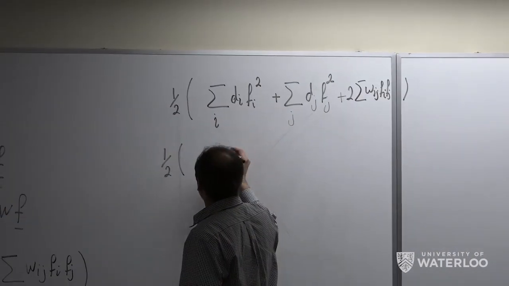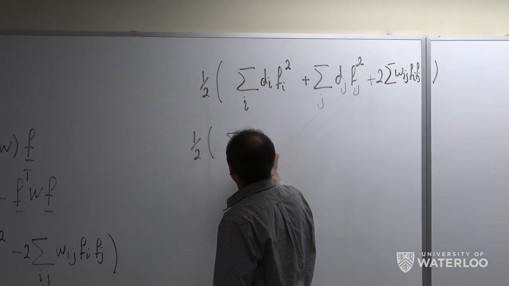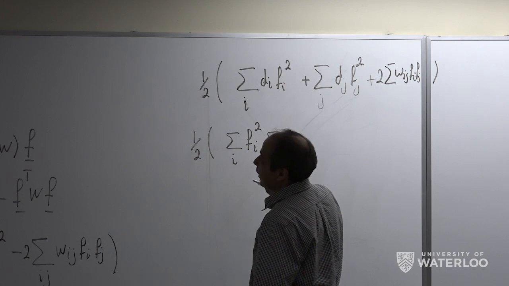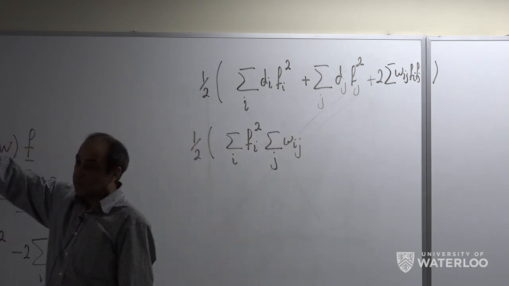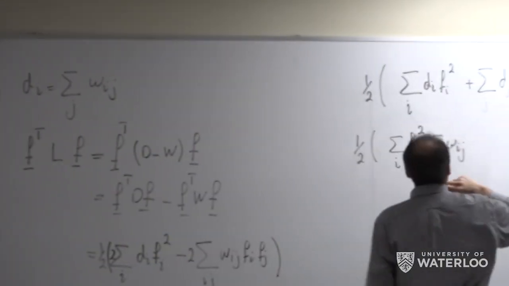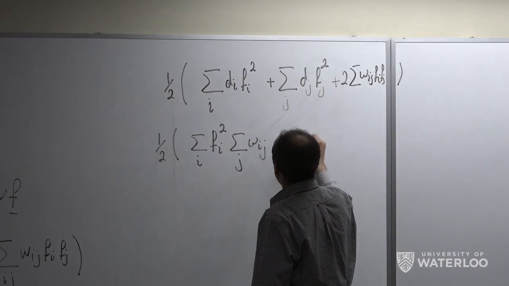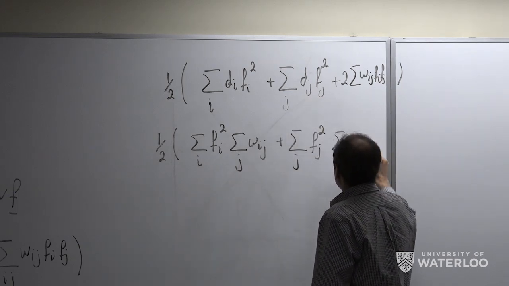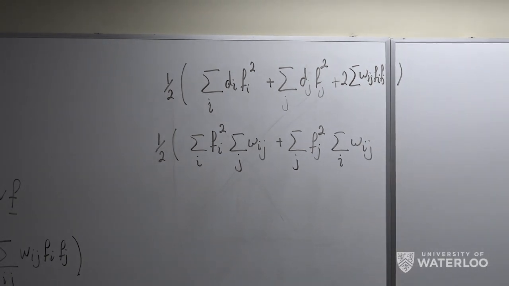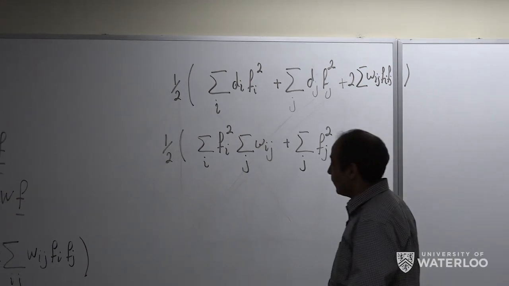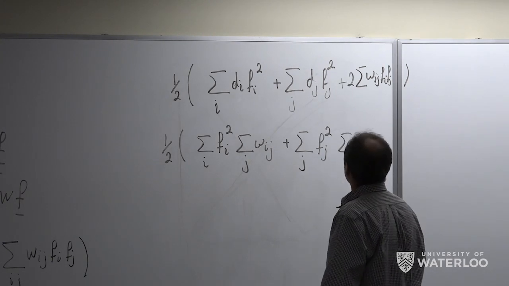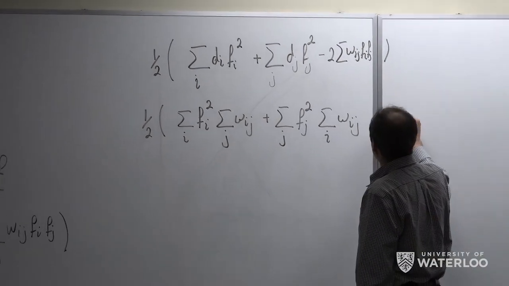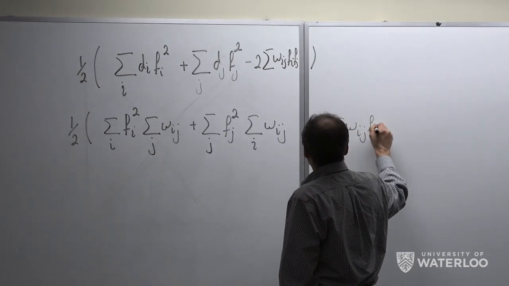Basically, this term I can write as summation over i of fi squared, and instead of di, I can put summation over j of wij, because that's, by definition, di. And I can do the same thing here. That's going to be summation over j of fj squared, and dj would be summation over i of wij. Yes? Do we have a plus sign? Should be a minus sign. Is it -2 or +2 for wij fi fj? Yeah, thank you. Yes. And then I have the last term, which is -2 sigma wij fi fj.